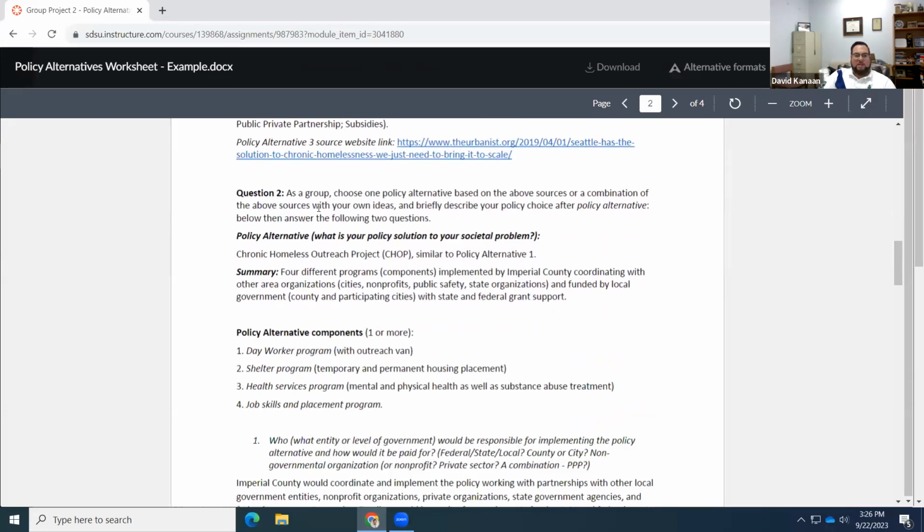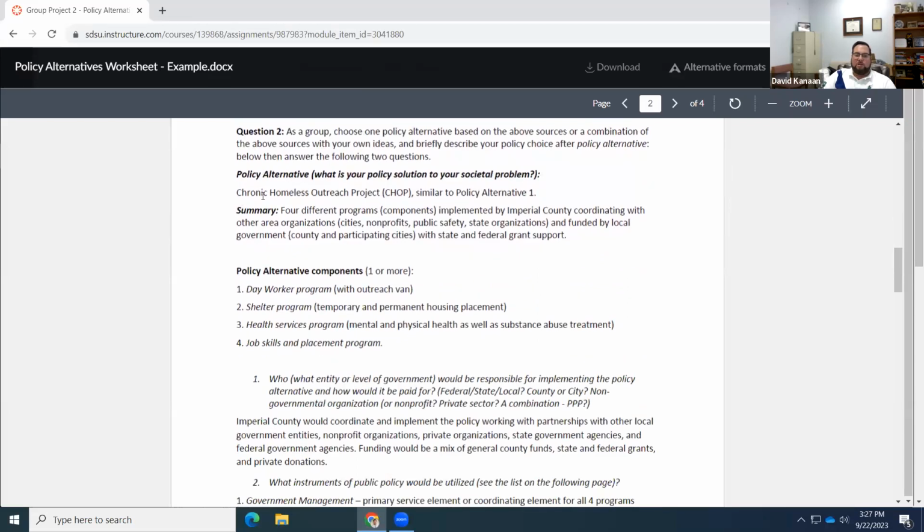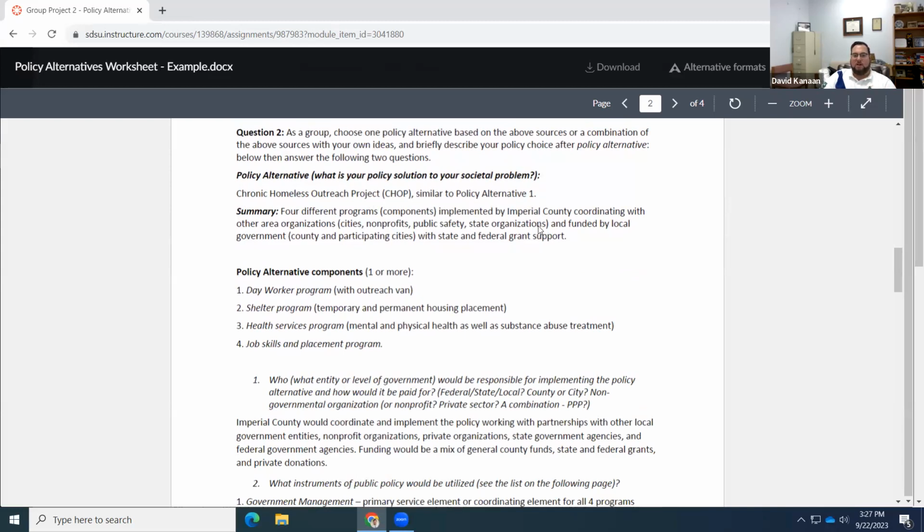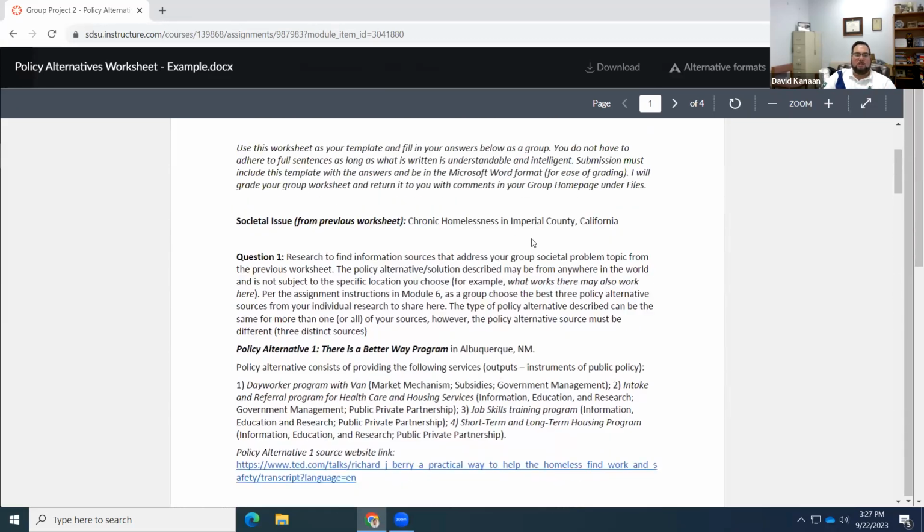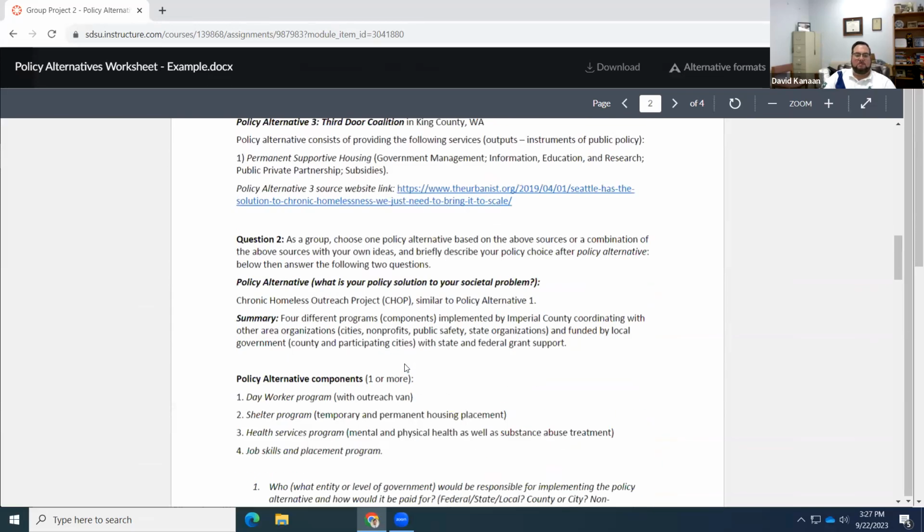So question 2, as a group, choose one policy alternative based on the above, or you can do a combination or have something else, it doesn't matter. And in this case, I created just a hypothetical chronic homeless outreach project, CHOP, similar to policy alternative 1, which is There is a Better Way program.